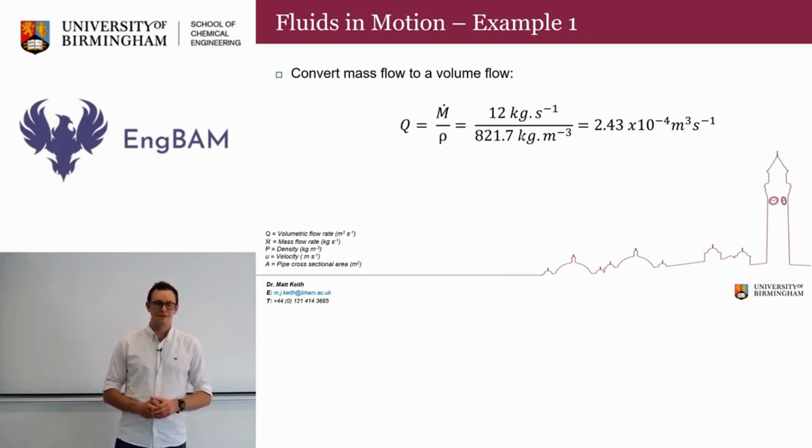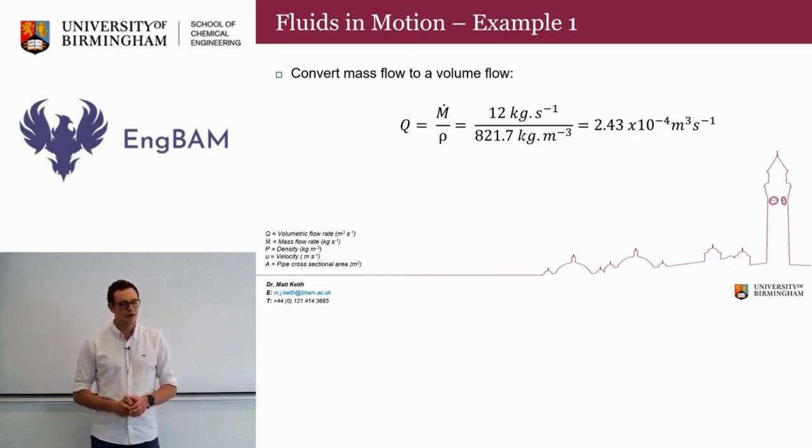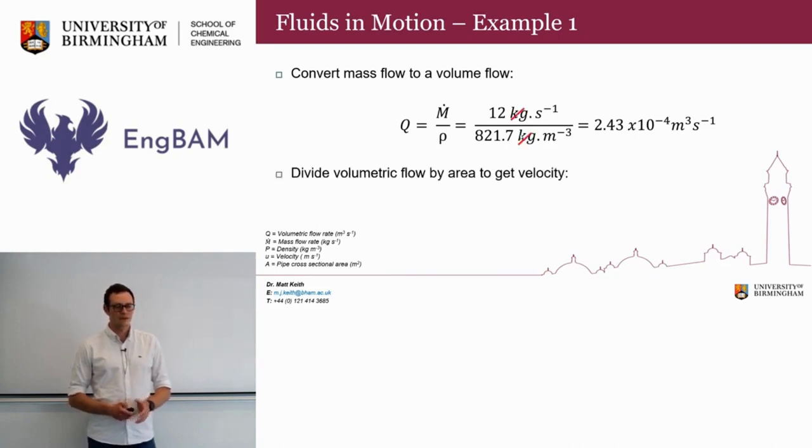So I've done that calculation on the screen here, and we can see that we have a volumetric flow of 2.43 times 10 to the minus 4 meters cubed per second. And just showing that those units work, we can see that the kilograms cancel out there.